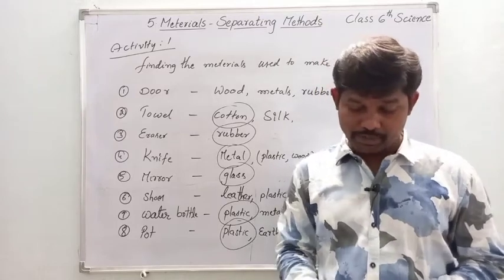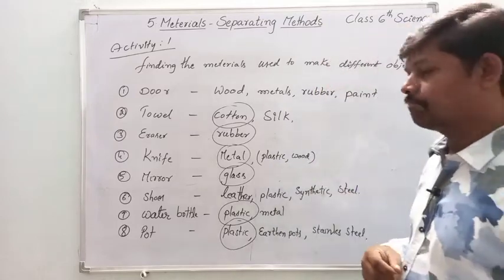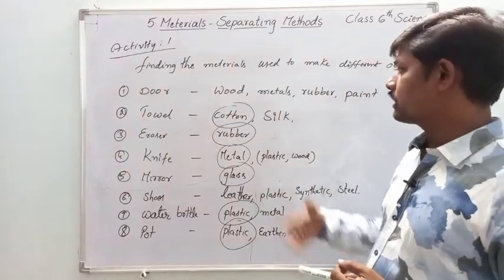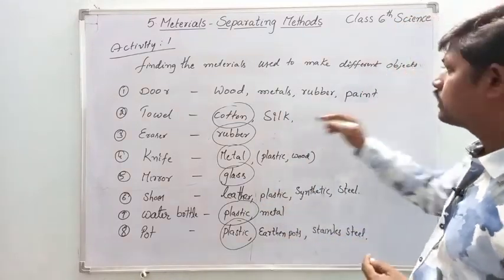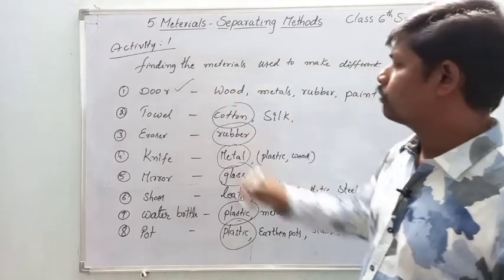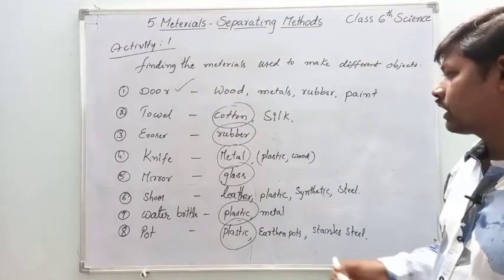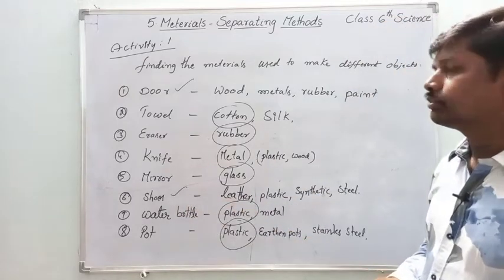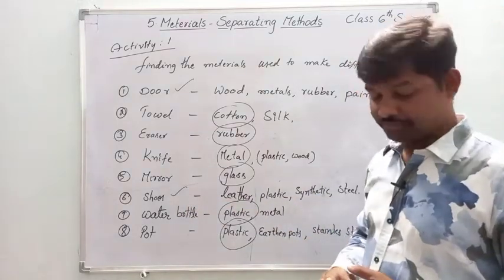And which objects are made up of more than one material? Next question. Which objects are made of more than one material? The remaining. So door is made up of more than one material. Here shoes, these two are made up of more than one material.